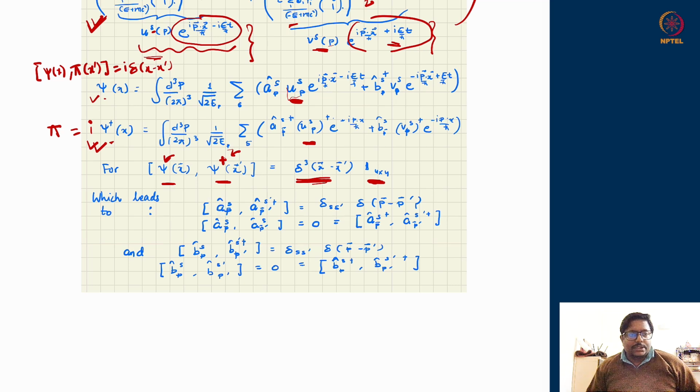Okay, so this will be ensured. If I write my psi like this, and if I write my psi dagger like this, and I demand that psi psi dagger should be a delta function, and use the fact that the integral d3p e to the power ip dot (x minus x prime) should be a delta function, namely 2 pi cubed times delta 3 of (x minus x prime).